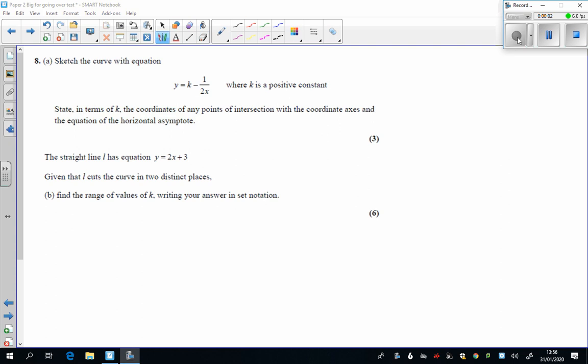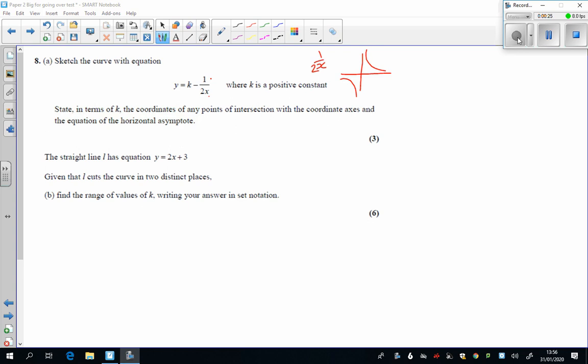Question 8 asks us to sketch a graph, and I'll take you through my thinking here. We're first of all going to think about what a 1 over x graph looks like. 1 over x, we did at GCSE, is this shape here. A 1 over 2x looks exactly the same because it's not crossing anywhere. We can't tell what it's going to look like.